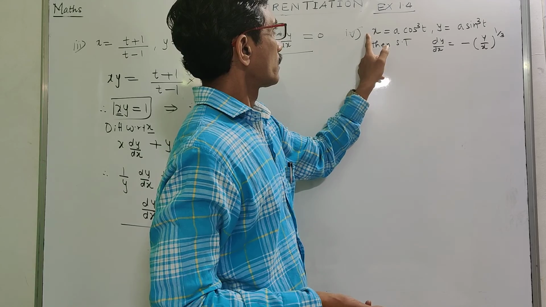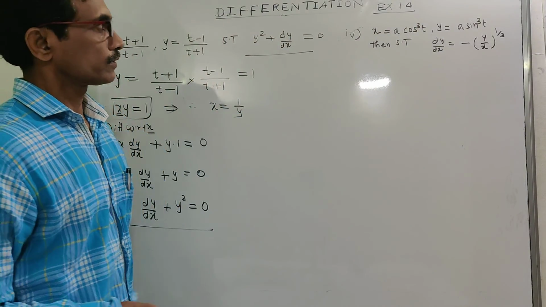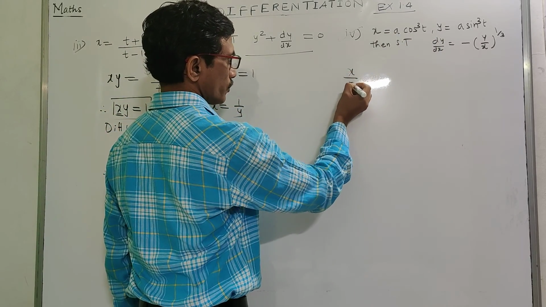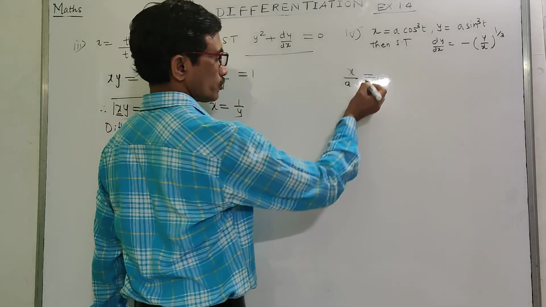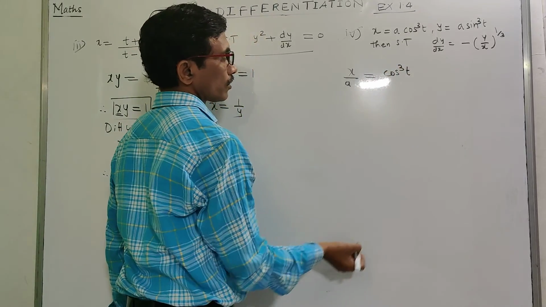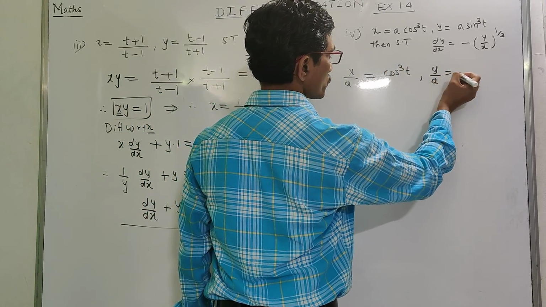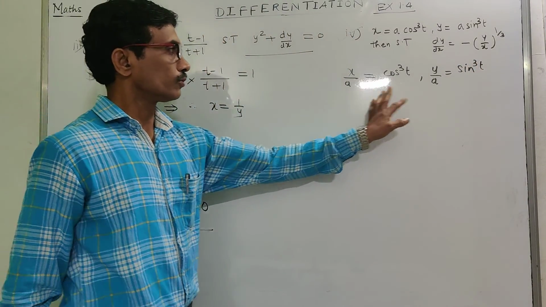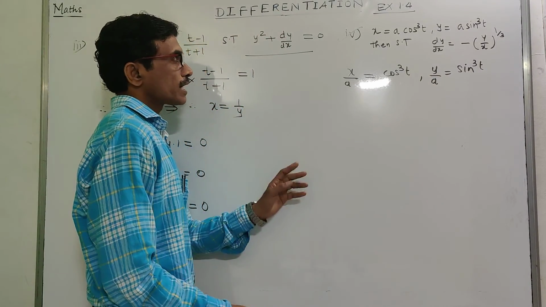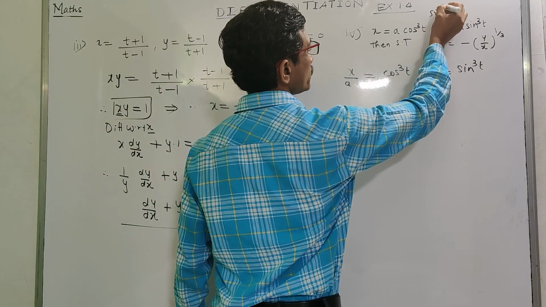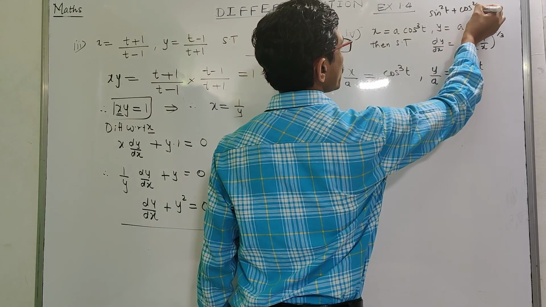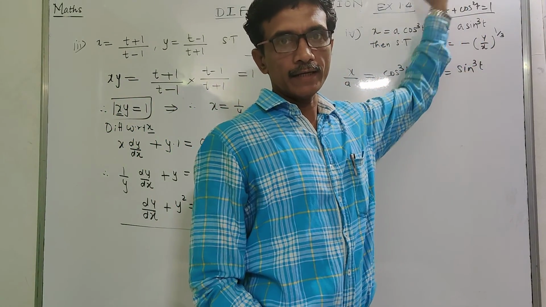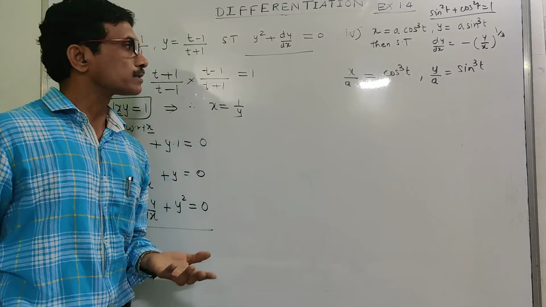Or we can eliminate t, so let us do that. x upon a will be equal to cos cube t, and y upon a will be equal to sin cube t. Then if we take the cube root of both sides, we use the identity sin square t plus cos square t is equal to 1. So from this identity we can eliminate t.